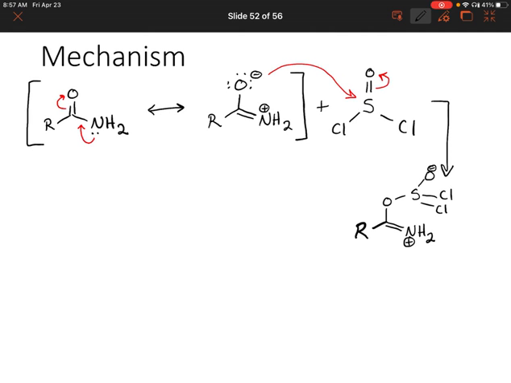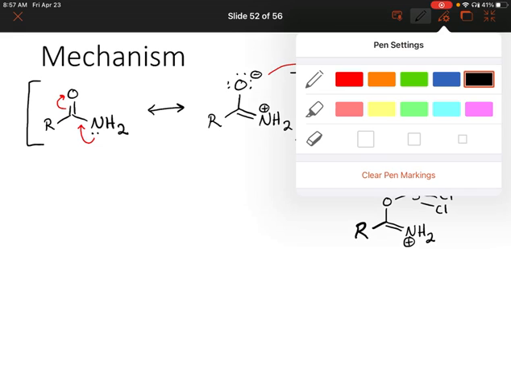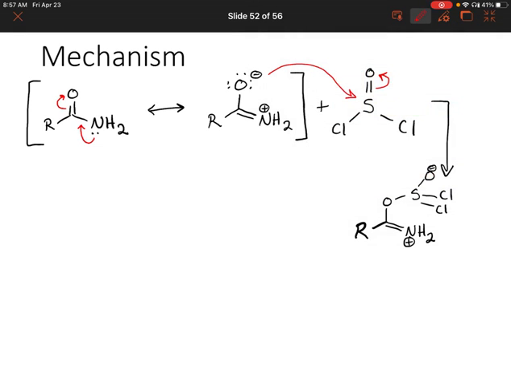Okay, so notice that those chlorine atoms on sulfur could act as leaving groups. So the oxygen atom is going to reform its double bond to sulfur, and that's going to kick out one of the chlorine atoms. So then we end up forming, let's see, this intermediate here.